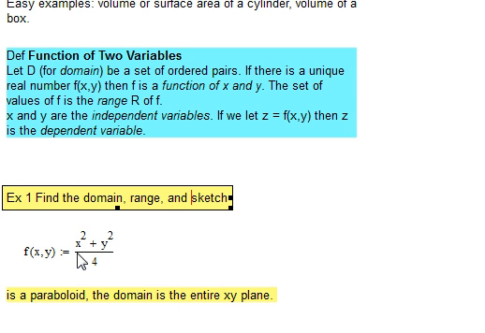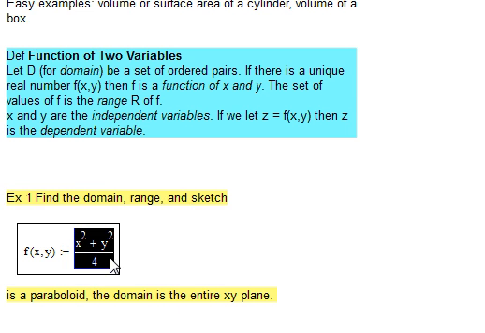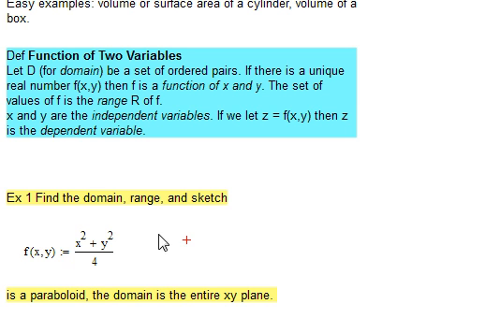Well, first of all, since this is a function of x and y, and there are no restrictions on x and y because x squared plus y squared is a polynomial in 2 variables, and polynomial functions have all real numbers as their domain. So x could be any real number, y could be any real number, so the domain is the entire xy plane. Now what's the range?